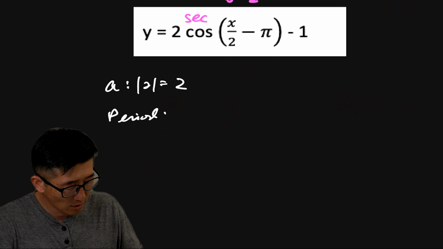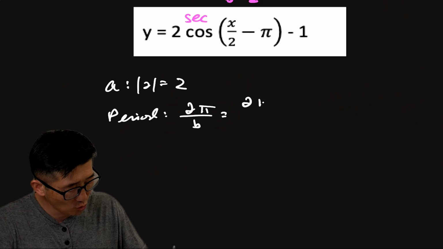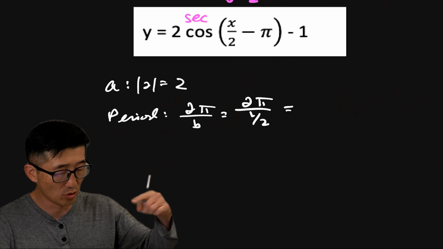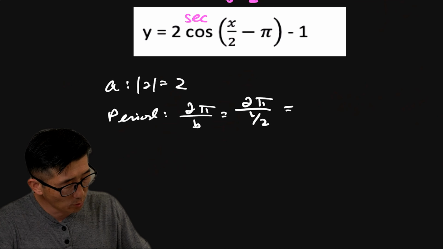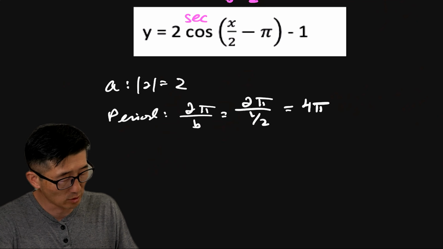Period is 2 pi over B. So that would be 2 pi over 1 half, which when you simplify it, will become 4 pi. Okay, 1 half is flipped and multiplied by 2.